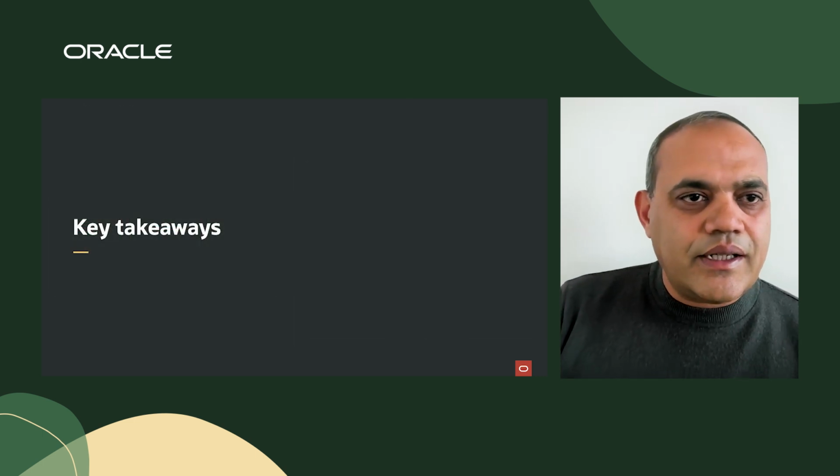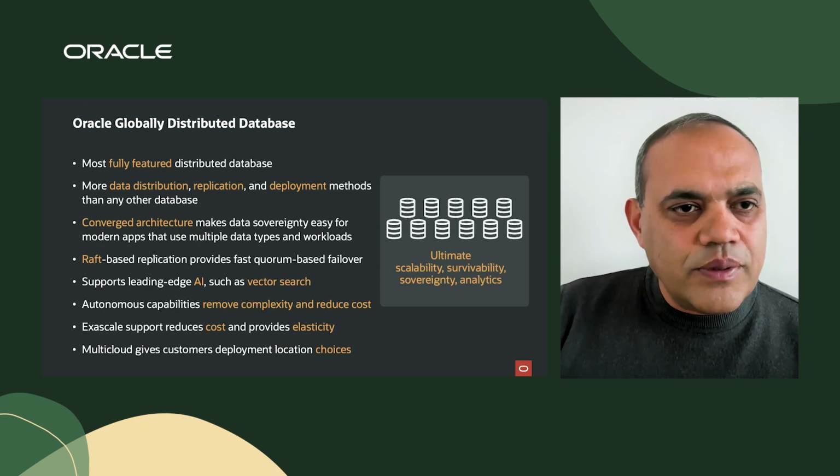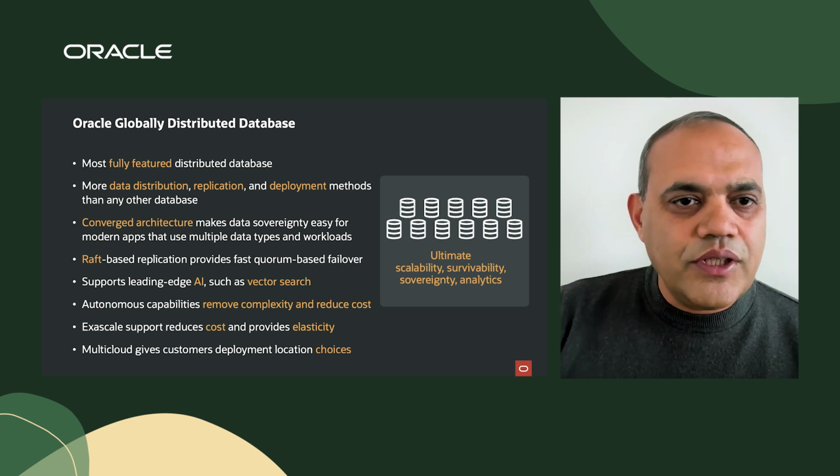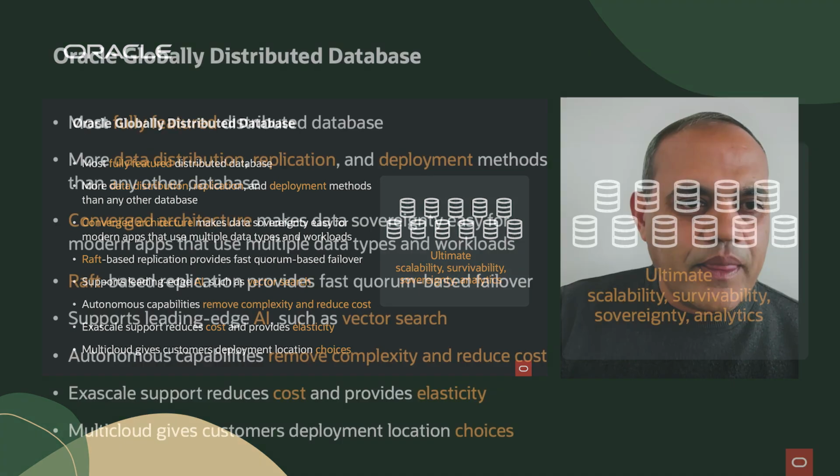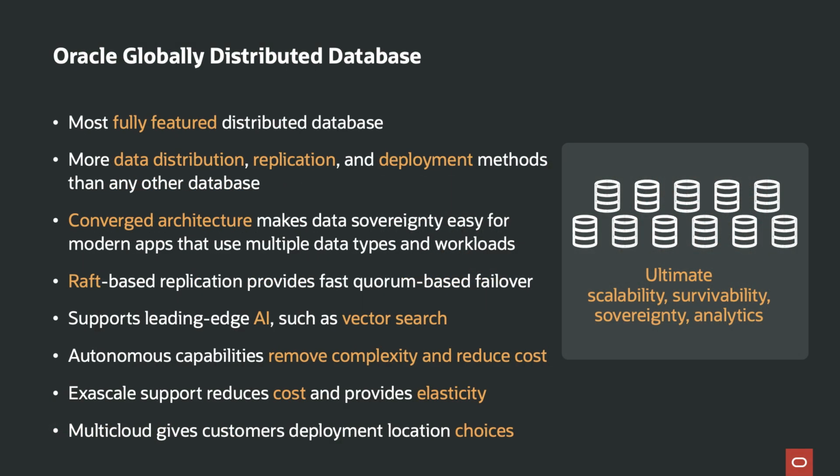So the key takeaways are that Oracle's globally distributed database is the most fully featured distributed database. It provides more data distribution, replication, and deployment choices than any other database. Its converged database architecture makes data sovereignty easy for modern applications that use multiple data types and workloads. Raft-based replication provides fast, quorum-based failover. It supports leading-edge AI such as vector search.